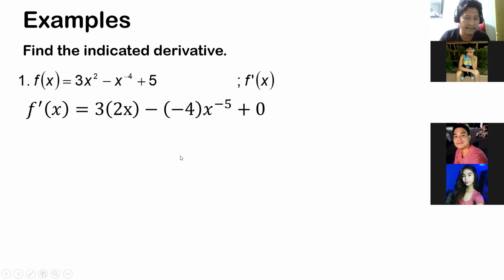Sir, yes. Paano po naging negative 4? Yung sa second term po. Okay, so minus. Ito negative 4 na to, galing yung negative pala yun. Okay, negative 4 yung ating exponent dun sa second term. Okay po, sir. Okay po, salamat.